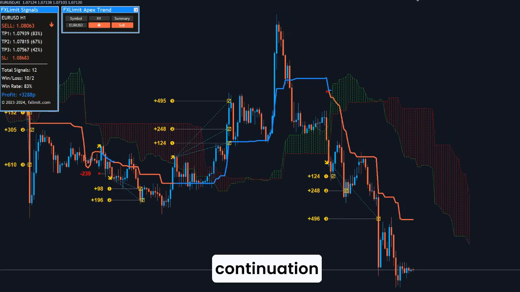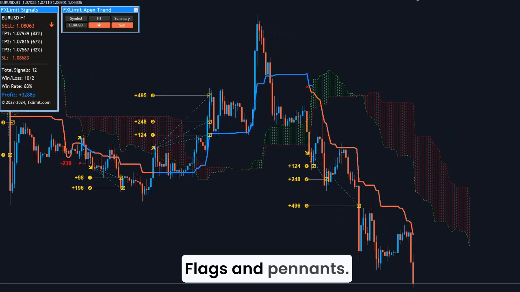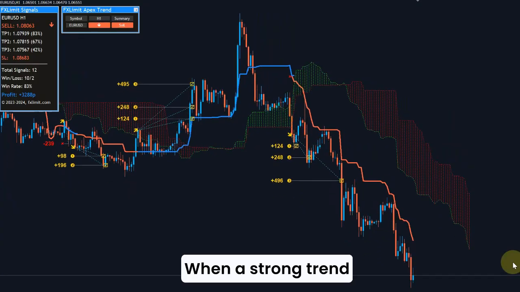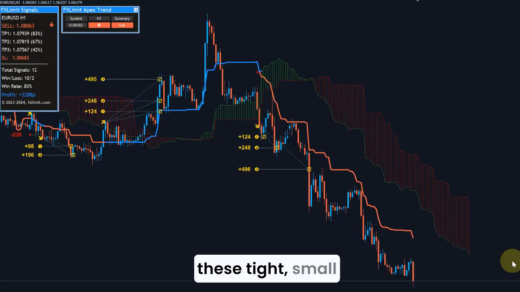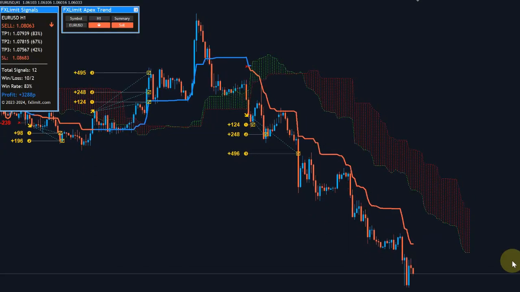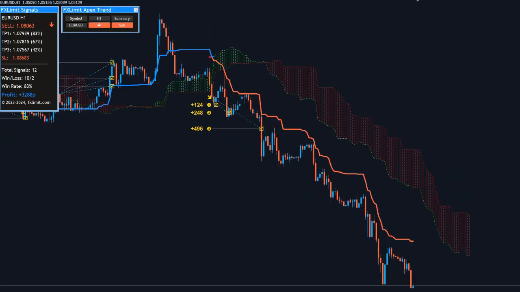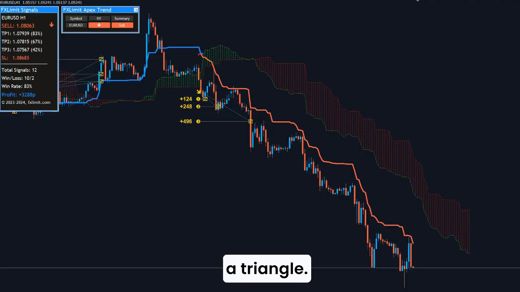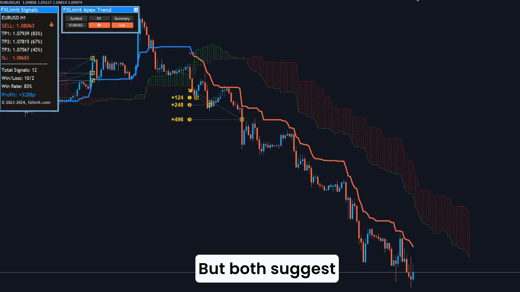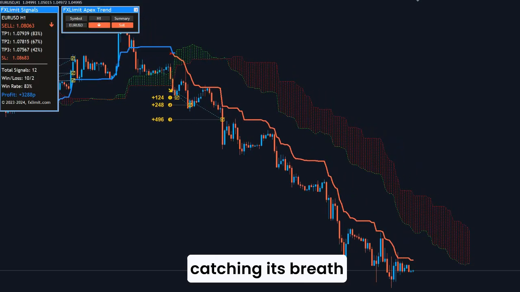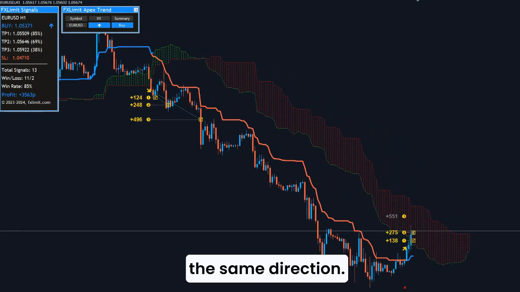Now for the trend continuation patterns, flags and pennants. When a strong trend pauses and consolidates, these tight, small patterns show up. A flag looks like a small rectangle sloping against the trend. A pennant? It's more like a triangle. But both suggest the market is just catching its breath before continuing the same direction.